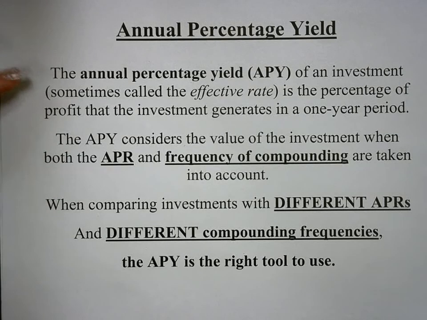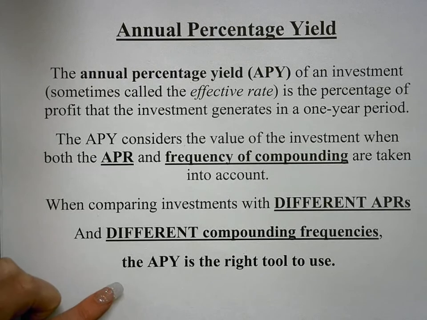The annual percentage yield, or the APY of an investment, sometimes called the effective rate, is the percentage of profit that the investment generates in a one-year period. The APY considers the value of the investment when both the APR and the frequency of compounding are taken into account. When comparing investments with different APRs and different compounding frequencies, the APY is the right tool to use.